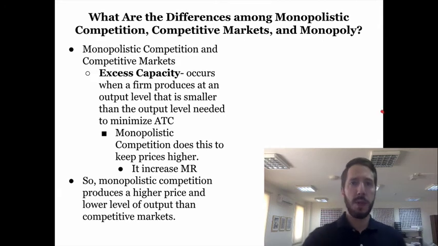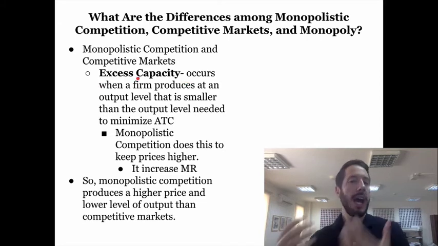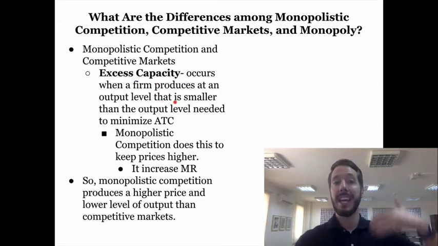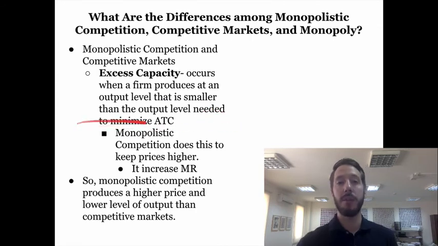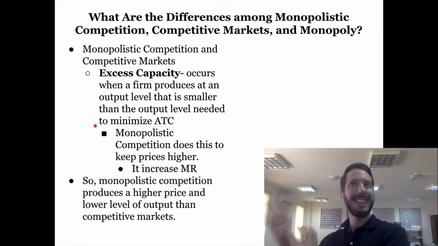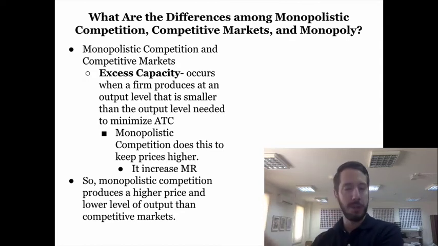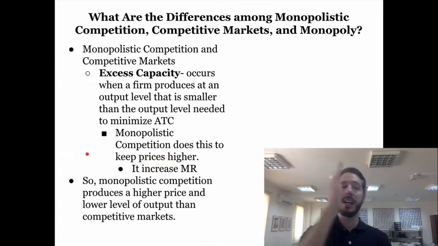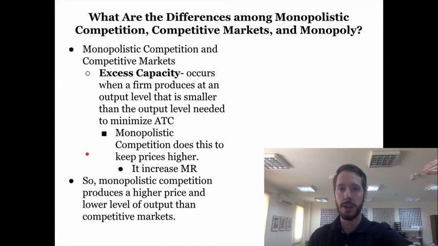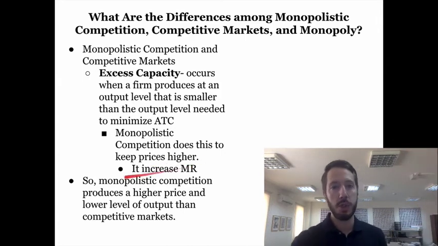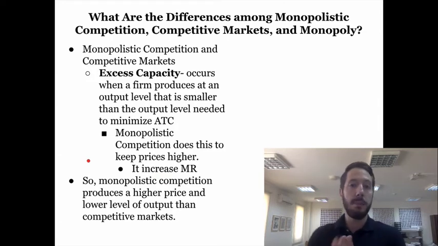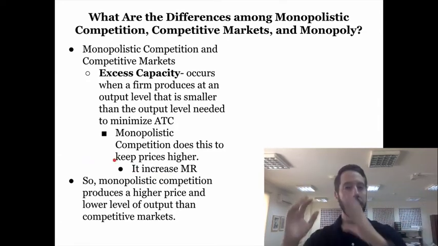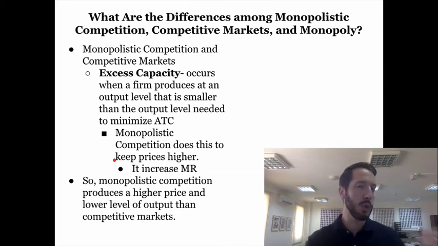So another main difference between monopolistic competitive firms and perfectly competitive markets is the idea of excess capacity, which happens when a firm produces at an output level that is smaller than the output level needed to minimize average total cost. So you're not producing as much of that product as you could, and the reason why is you're trying to keep prices higher. So you don't supply as much of your product to keep the prices higher, so demand will slightly be higher. It actually increases your marginal return. So monopolistic competition produces a higher price and a lower output than competitive markets. That's a basic summary. That's the difference between monopolistic competition and a competitive market.